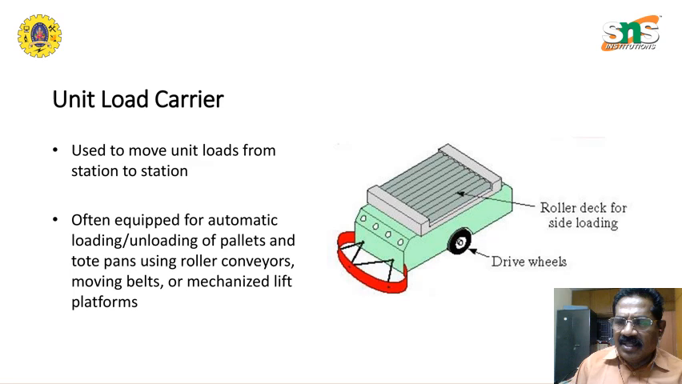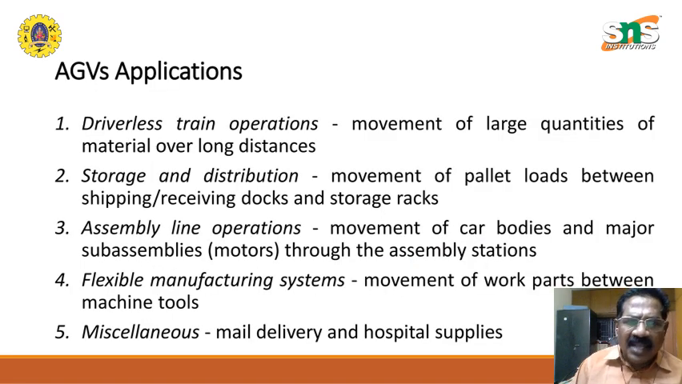Now the last slide talks about the applications of AGVs. The driverless train operations move large quantities of material over a long distance. In storage and distribution, pallet loads are moved between shipping and receiving docks and the storage racks. Assembly line operations use them for the movement of car bodies and major sub-assemblies through the assembly stations internally inside the factory near the assembly lines. That is what is being used.